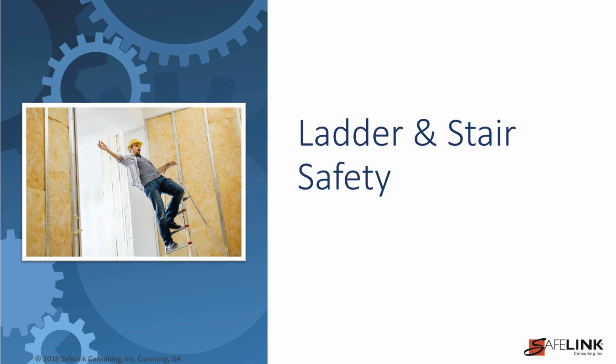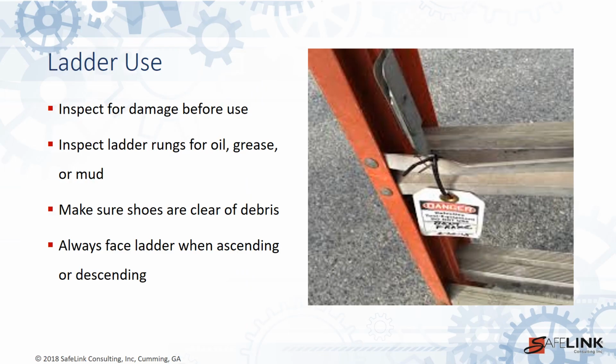Ladders, scaffolds, and scissor lifts have their own fall prevention requirements. Regardless of height, if a worker can fall into or onto dangerous machines or equipment, employers must provide guardrails and toe boards. Ladders can be very dangerous if used incorrectly. Personnel should inspect the ladder for damage before use. Inspect the ladder rungs for oil, grease, or mud. Make sure the ladder shoes are clear of debris, and always face the ladder when ascending or descending.